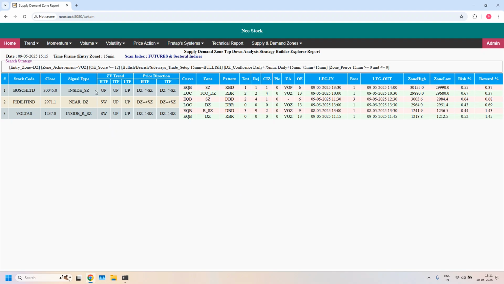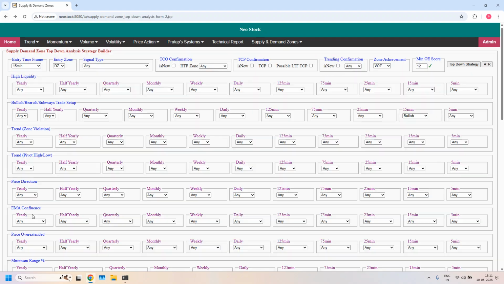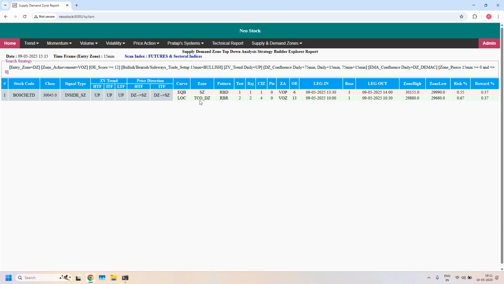Let's verify if this stock is having daily demand zone with daily EMA confluence. But at the same time, trend on the daily should not be sideways. It should be uptrend because it is bullish trade setup. So that one stock is filtered. So that way, this stock is having more high probability. So that is the reason why this zone is already tested 2 times. Okay, this is a bullish trade setup for daily income trade.